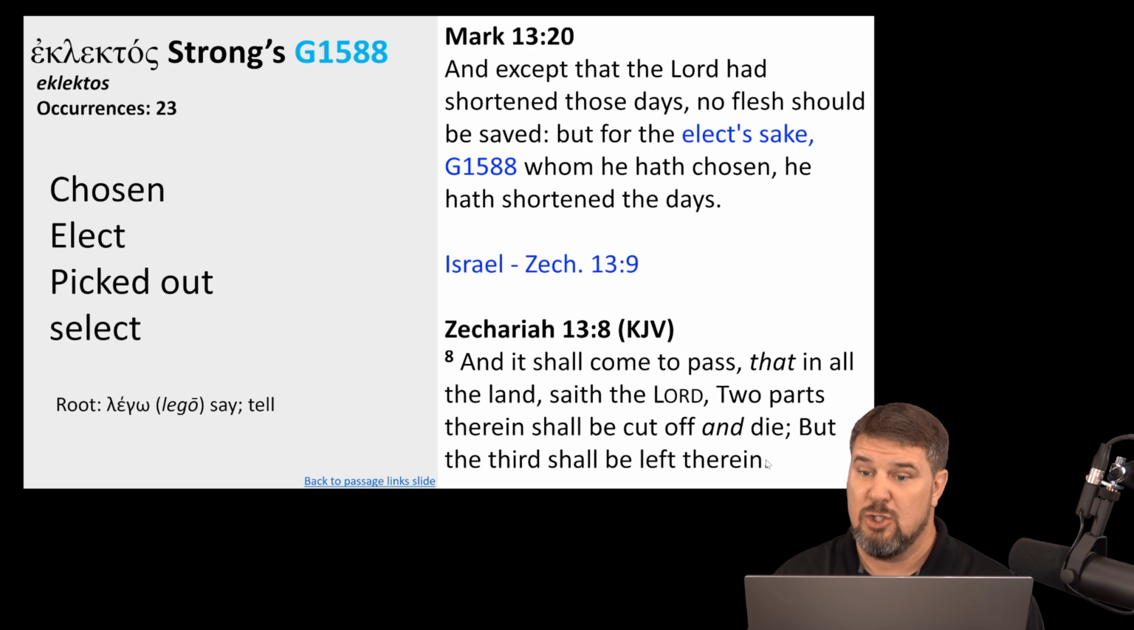There's two occurrences here. Two different Greek words show up, 1586 and 1588. "And except that day the Lord had shortened those days, no flesh should be saved, but for the elect's sake whom he hath chosen." So you have the elect's sake whom he hath chosen. One's one Greek word, one's the other one. And we already looked at Zechariah 13:8, how two-thirds of the Jews are going to be wiped out during that time. And God's going to have to cut that time off so that they don't all get wiped out.